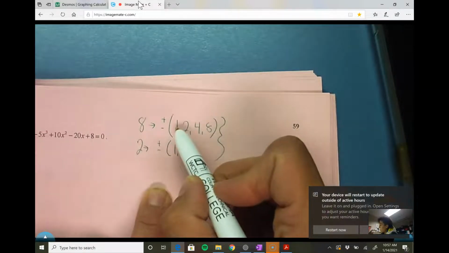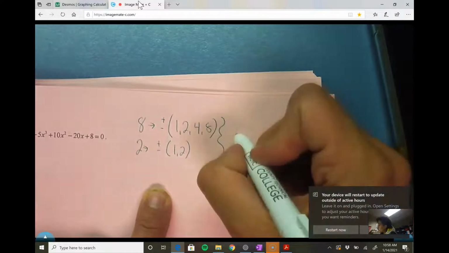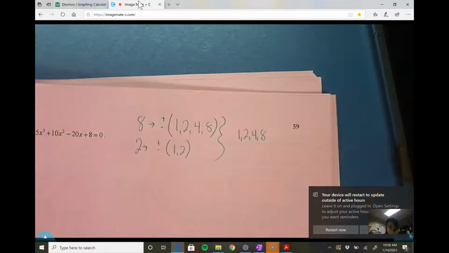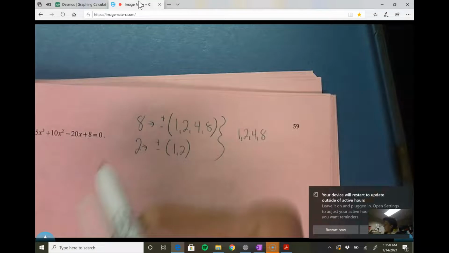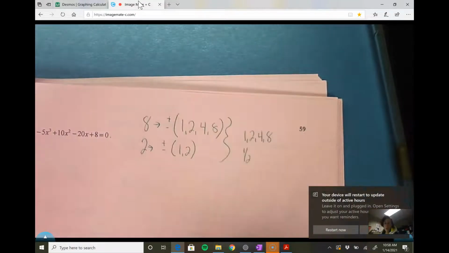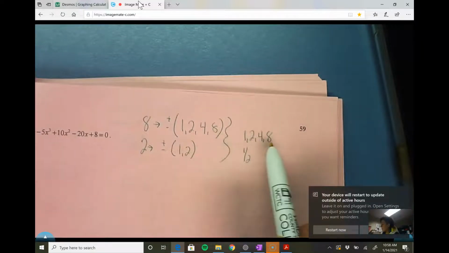So first I'll just start with 1 over 1, 2 over 1, 4 over 1, and 8 over 1, which is just 1, 2, 4, and 8. But now I'm going to make another set of fractions, and it'll be 1 over 2, so I'll have a half, 2 over 2, which is just 1. I don't need to rewrite it. 4 over 2, which is 2, and 8 over 2, which is 4.